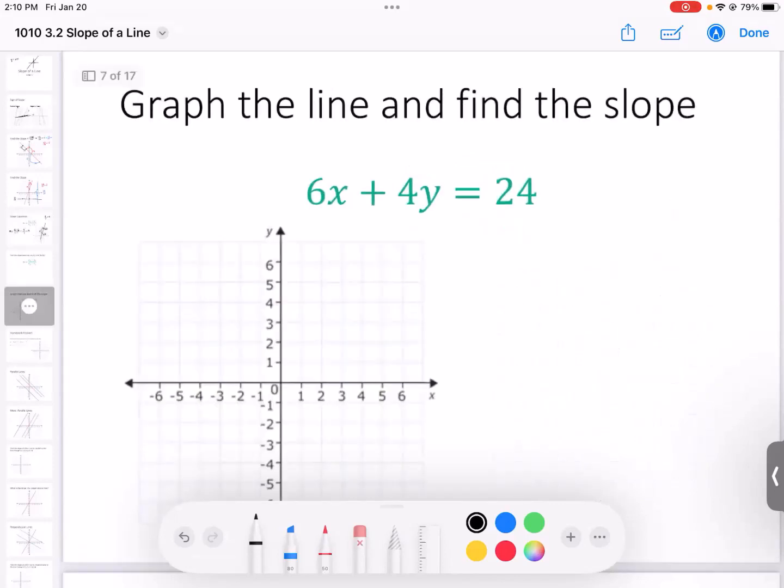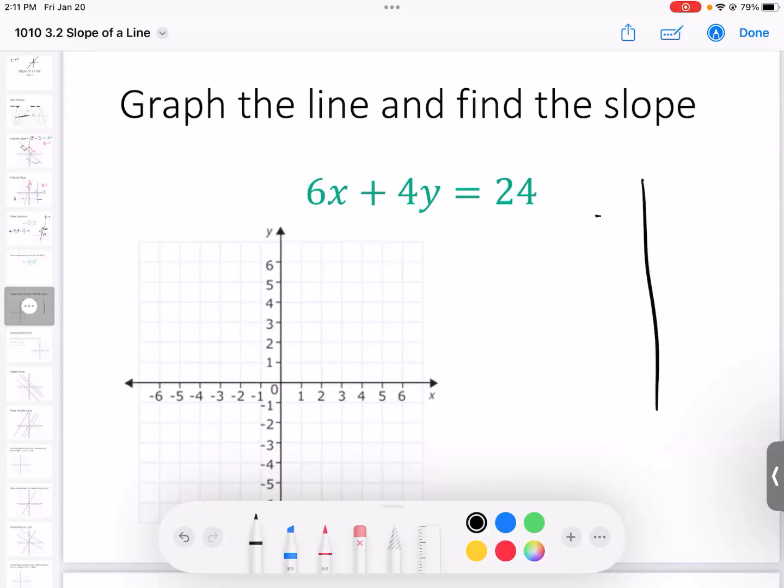On your homework, you have some problems like this, where they'll give you an equation and ask you to graph the line and then find the slope of it. So there is a way that you can get the slope from the equation, but we haven't learned that yet. So on these types of problems, you can just use what we did yesterday to graph the line and then find the slope from there.